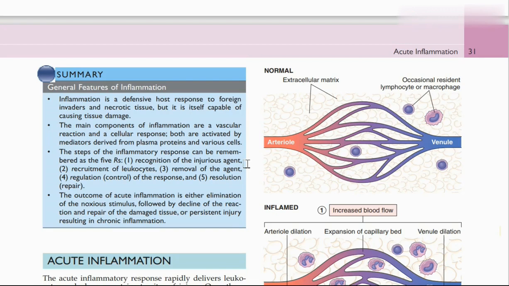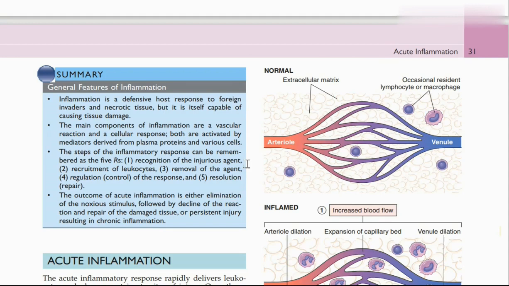Number second step is the recruitment of the leukocytes toward the site of the infection. Third is the removal of the infectious agent. That is the most important step, that we have to remove the infectious agent. And then number fourth is the regulation of the response so that the inflammatory reaction should not harm our own cells. And number fifth is the resolution or repair, in which our scar formation occurs.